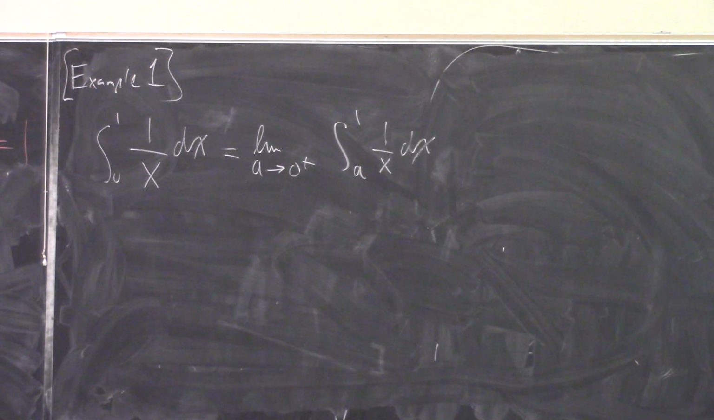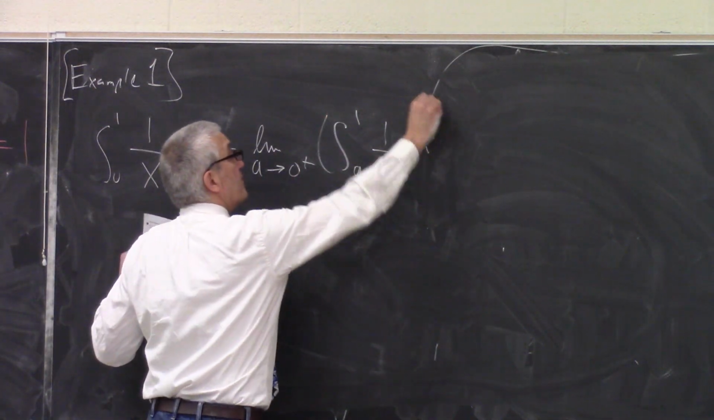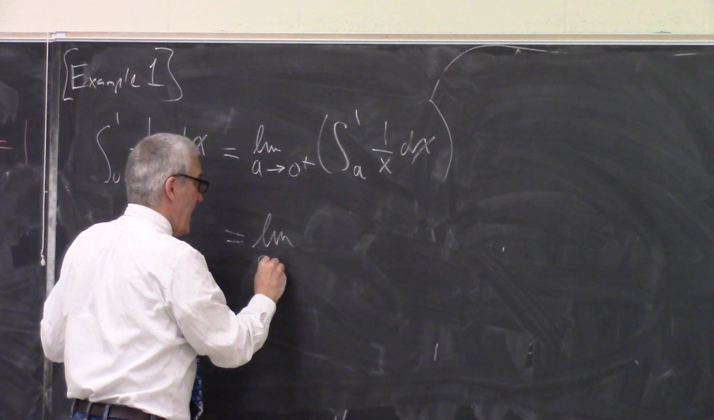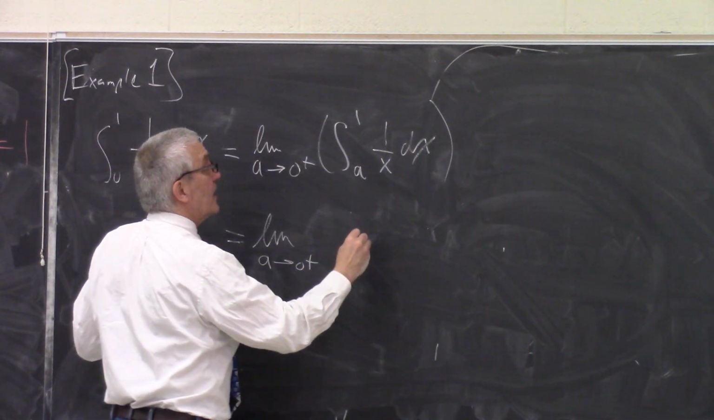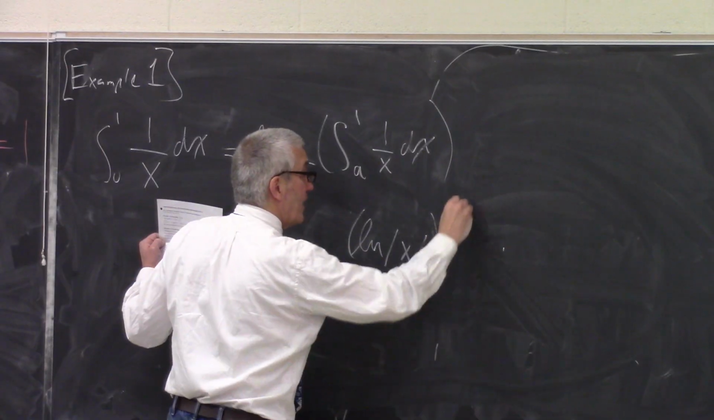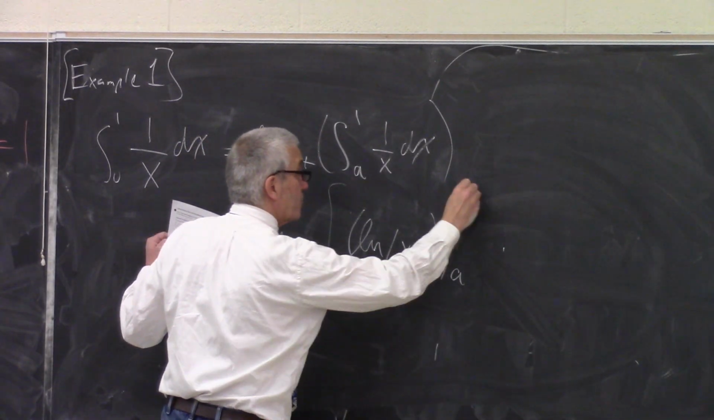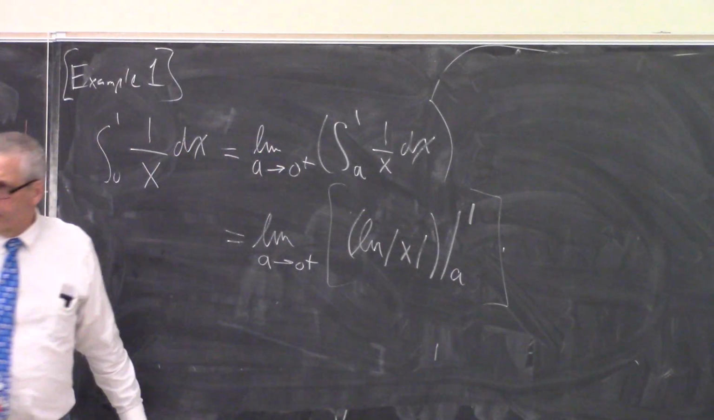Marcy? Natural log of x. Okay, somebody else. Natural log of the absolute value. Good. So I have the limit. So almost, Martha, but you got to remember the absolute value. So limit as a goes to 0 from the right, and I have ln of absolute value of x, and then I have to evaluate that from a to 1. Now, having written that, can we simplify that?